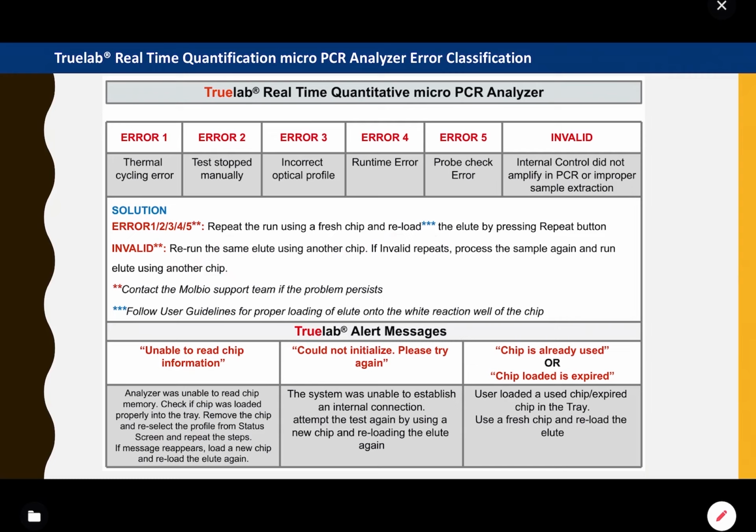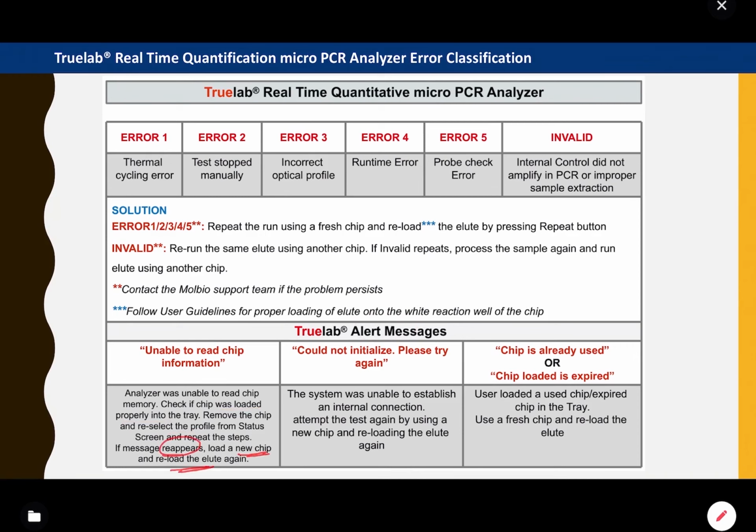Then here you get certain alert messages, for example, unable to read chip information. So here you have to see whether the chip you have placed in the chip tray has been kept properly. If not, remove the chip, then reselect the profile and do the test again. And if the message reappears, then do the test with a new chip.